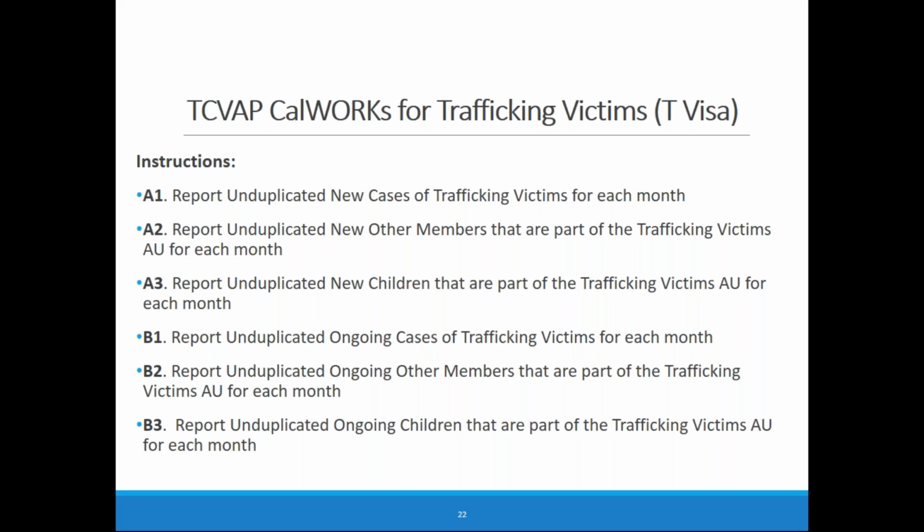Ongoing cases for this category are captured in the next 3 columns. Column B1 to report unduplicated ongoing cases of trafficking victims for each month. Column B2 to report other members that are part of the trafficking victims assistance unit. And column B3 to report children that are part of the trafficking victims assistance unit.